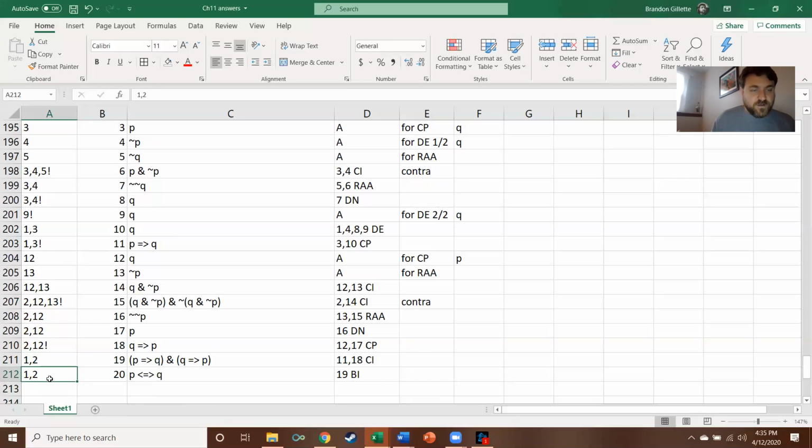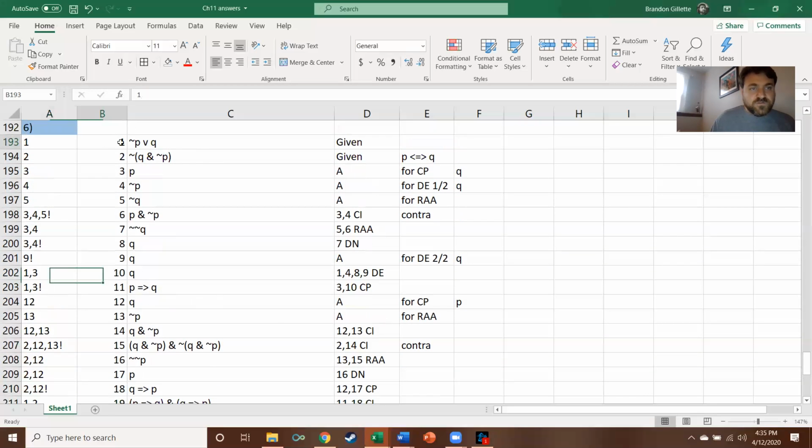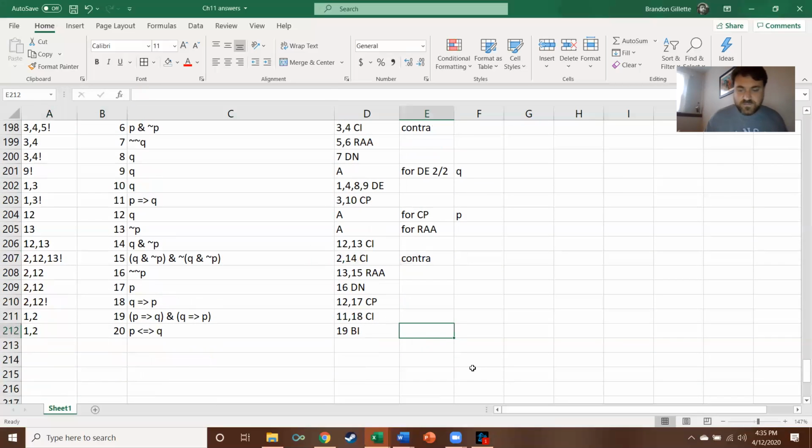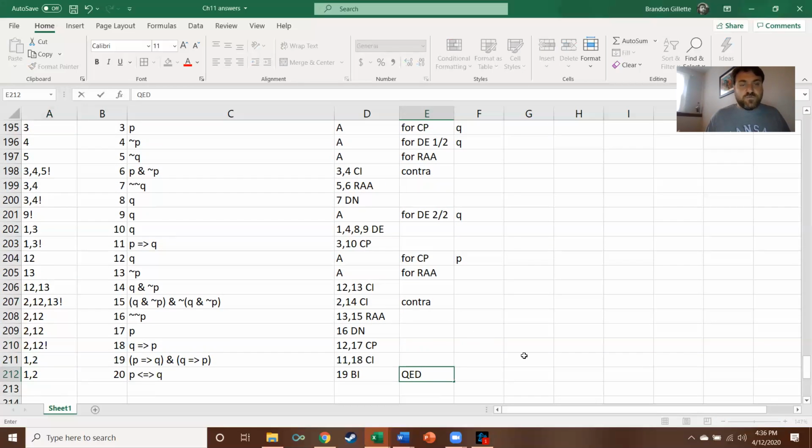We have shown that the only assumptions we're needing, the only things that line 20 depends on, are our givens at line 1 and line 2. And that means that we are simply finished. If we still had assumptions left over, we'd have to discharge them before we were done. But because all of our assumptions have been discharged to this point, and we're at the place we wanted to be, that's the proof. Okay? So there it is.